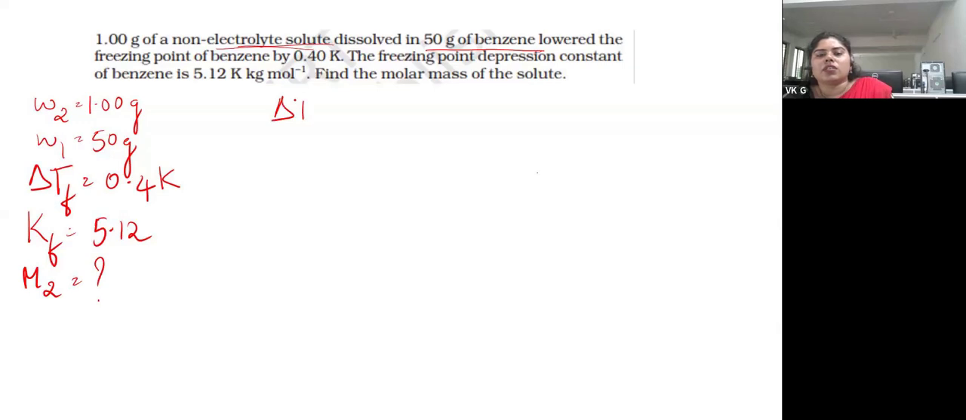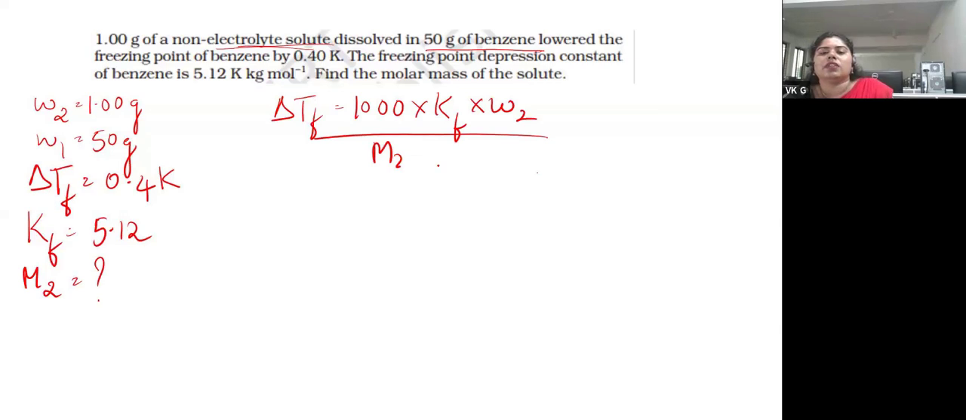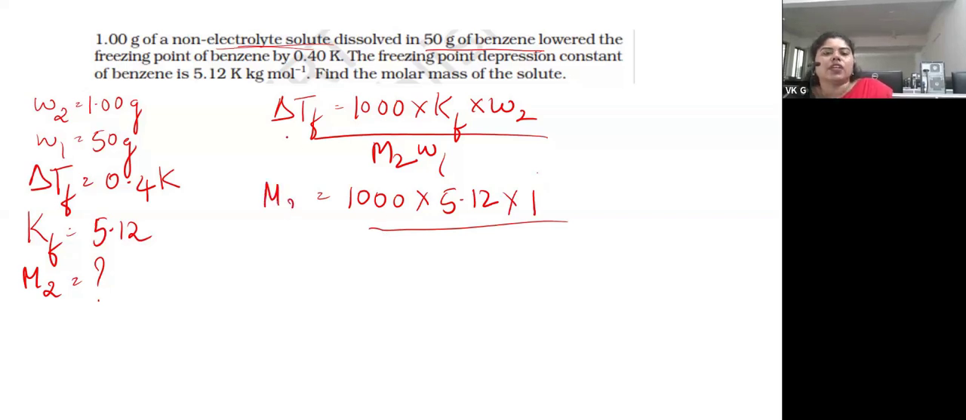So again, the formula goes as delta TF is equal to 1000 into KF into W2 divided by M2 into W1. This is the formula. So 1000 into KF, KF value is 5.12, into W2. W2 is how much they have given? 1 gram, divided by M2. We have to calculate M2. So delta TF is how much? 0.4 Kelvin into W1. Please put it in your calculators and quickly calculate. So 0.4 into 50.